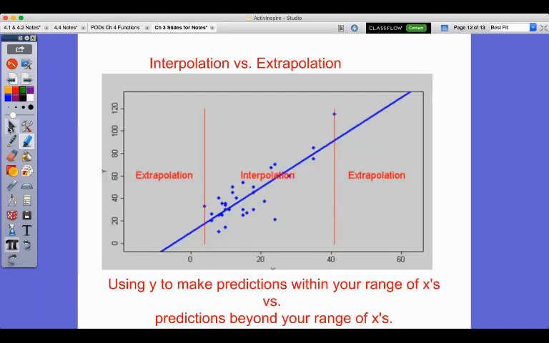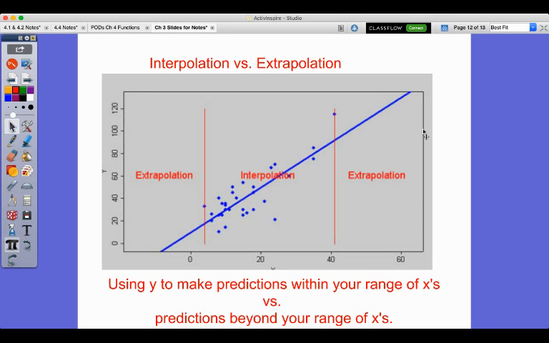Okay. So interpolation versus extrapolation. To interpolate is to make a prediction within the range of your x's. To extrapolate is to use your least squares regression line to make a prediction beyond that range. Say my x's go from a little bit above 0 to about 40, but I'm going to make a prediction assuming this is going to stay linear. I have no evidence that it's going to stay linear.